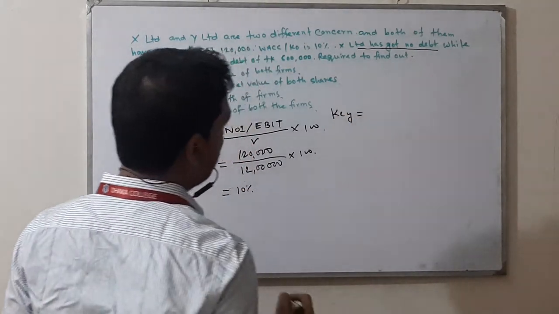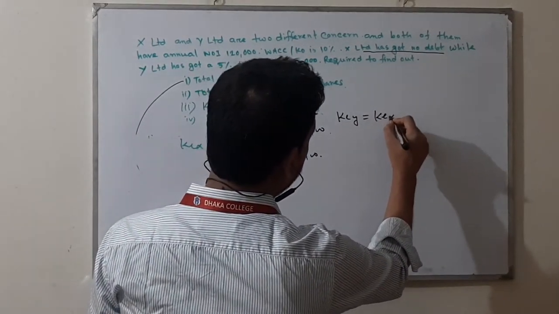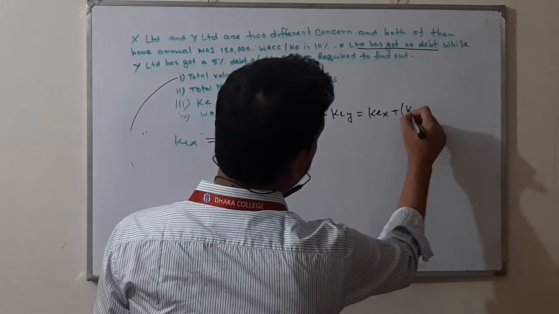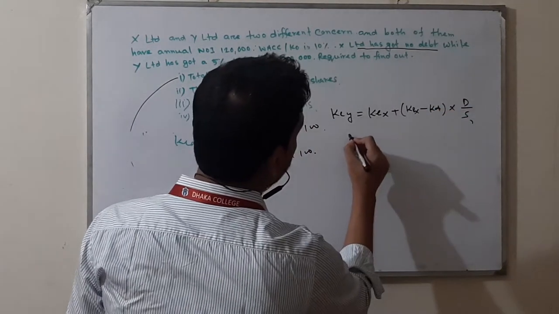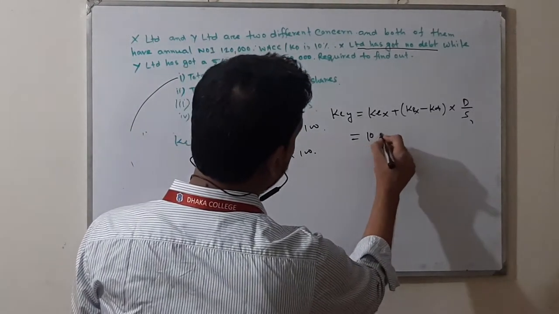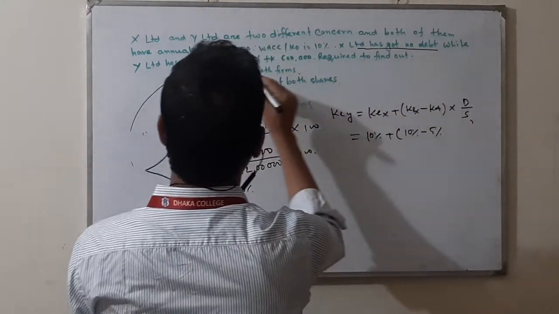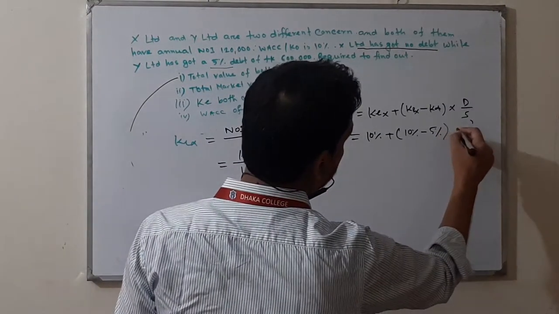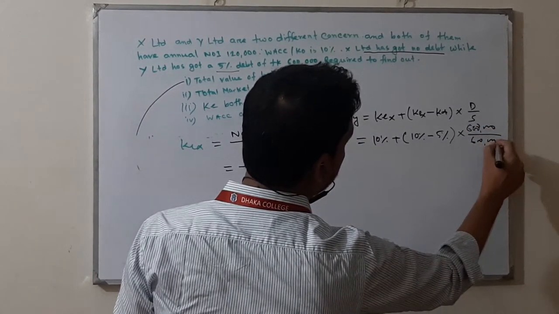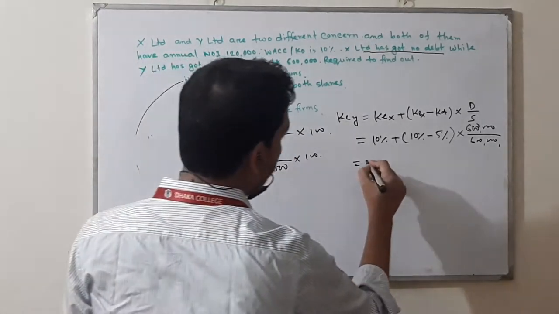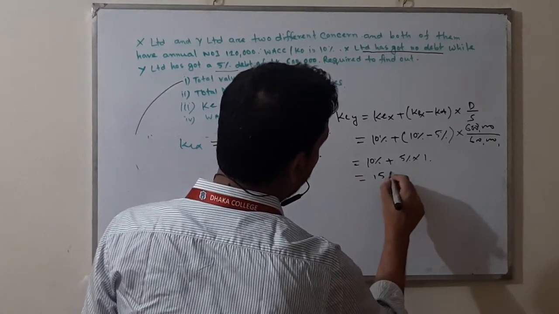Then the cost of equity of Y. So it is a levered company. For this levered company, we know that KE equals KEX plus (KEX minus KD) into D by S. So here KEX is 10% plus (10% minus 5%), where 5% is KD, into D, I mean the debt 6 lakh, then S is 6 lakh. So 10% plus 5% into 1, so it is 15%.